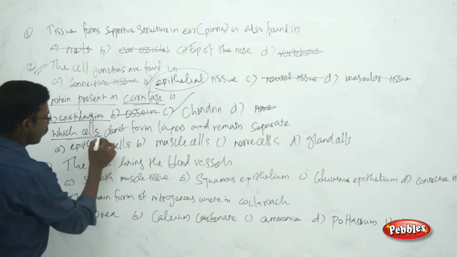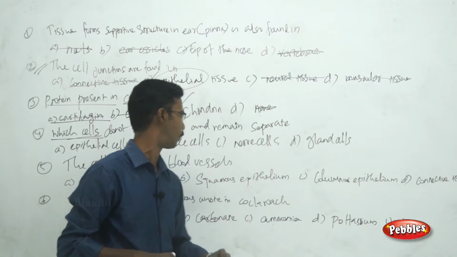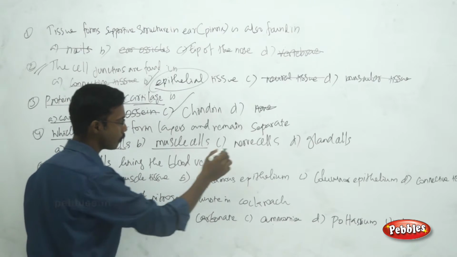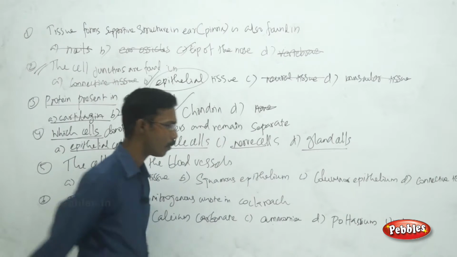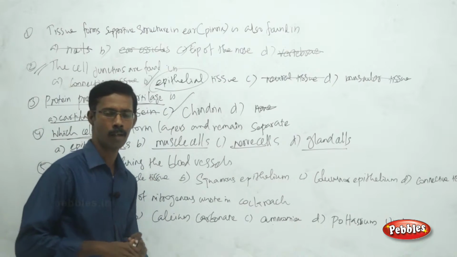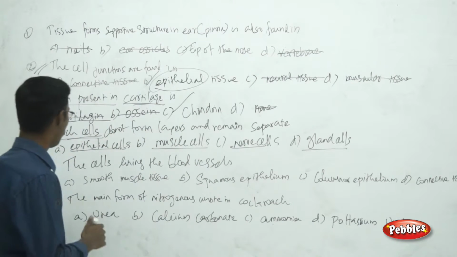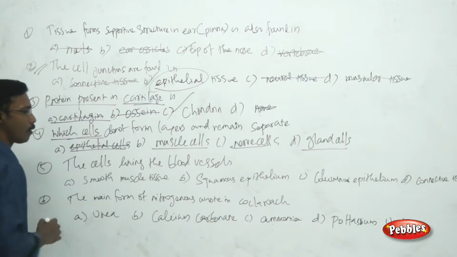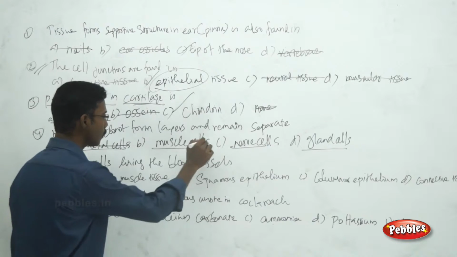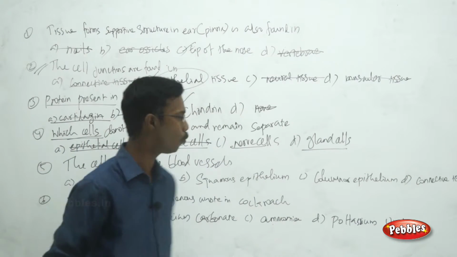Okay, which cells do not form layers and remain separate? This is a very interesting question. As I told you over here, there are some cells given: epithelial cells, muscle cells, nerve cells and gland cells. Which cells will not form any layers, and will always be in a separate form? You can easily eliminate the epithelial cells. Always they are going to be in a layer form, epithelial layers. Muscle cells also are in a layer form: skeletal muscles, cardiac muscles and the smooth muscles.